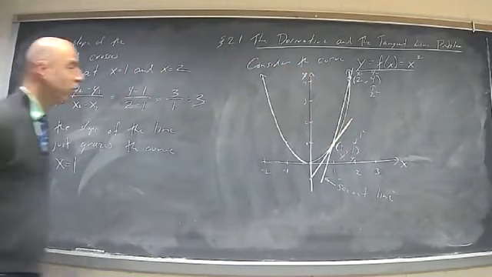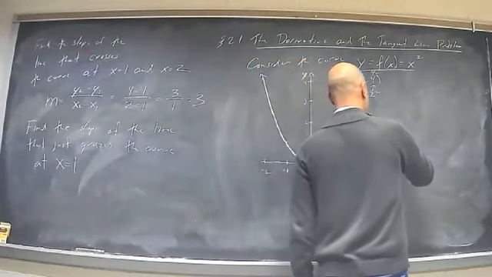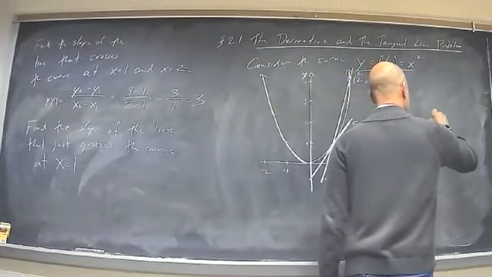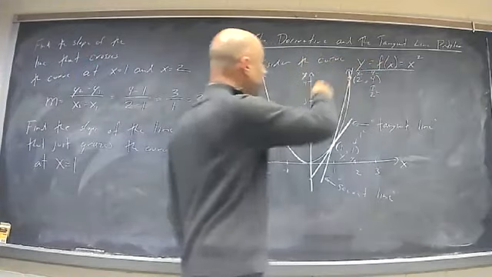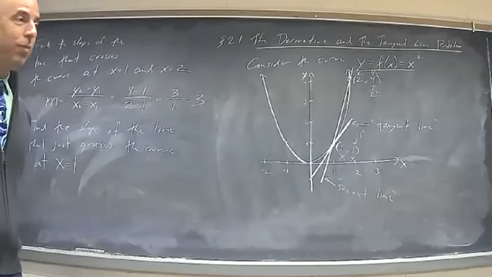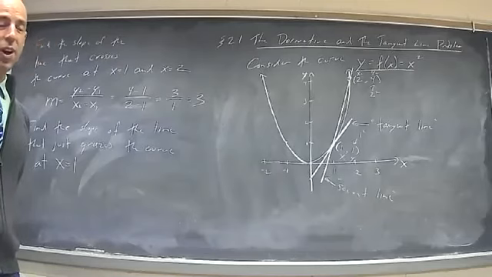So a line which just grazes a curve at a given point is called a tangent line. Tangent is the Latin to touch. And hence, we have tangent line in the title of the section. Why is this a much harder problem? Why was the first problem where we found that secant line so easy? This one's hard.